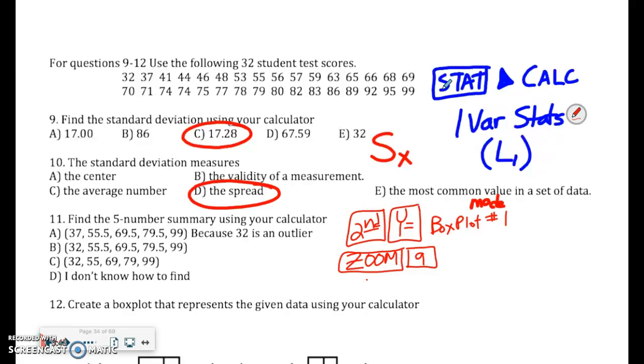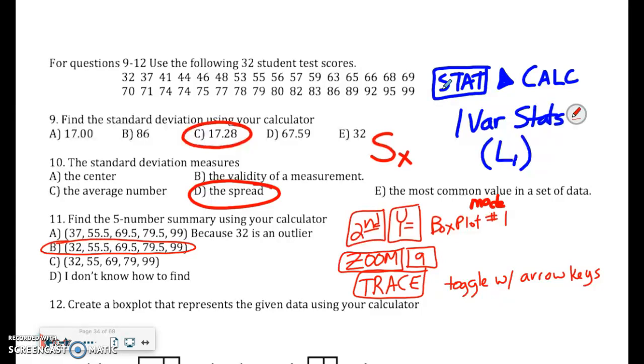And then last but not least, to find your 5-number summary, you're going to push the trace button, which is up on the top underneath your screen. There's 5 buttons there. And you are going to use the arrow keys to toggle to your 5-number summary. All right, and if you look at it, you will see that your answer should be letter B.